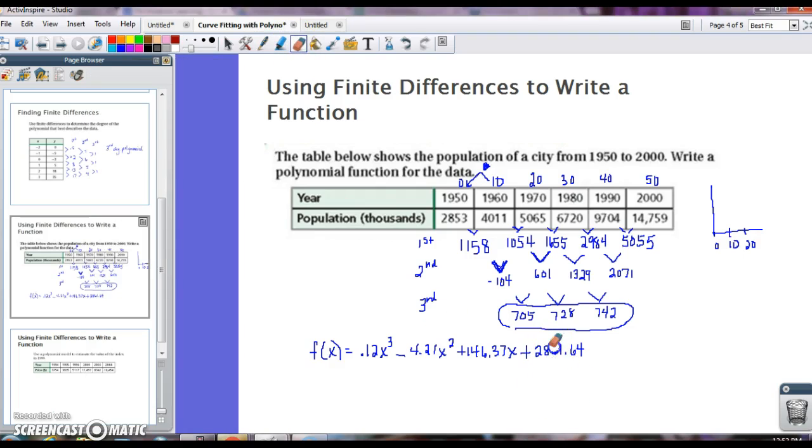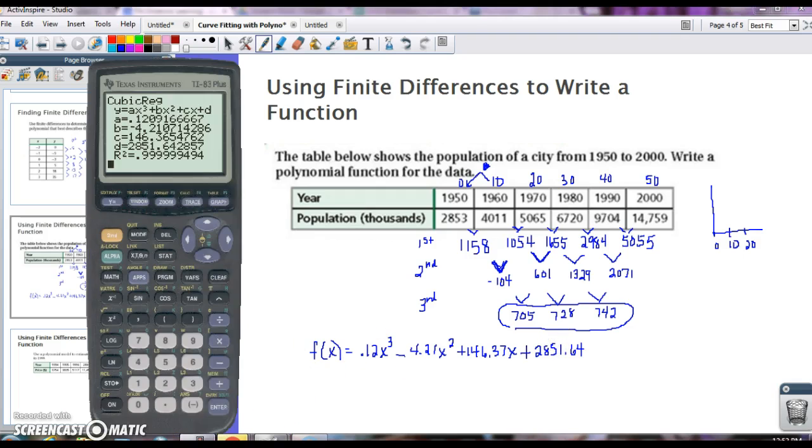So all I did was take all of those values right out of the calculator. You see they were labeled A, B, C, and D in the calculator. And you can see those correspond with A is the coefficient for x cubed, B is the coefficient for x squared, C is the coefficient for x, and then D is your constant term. So all I did was populate that into the function there.